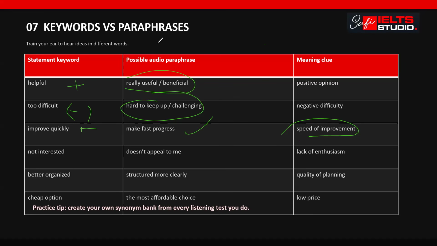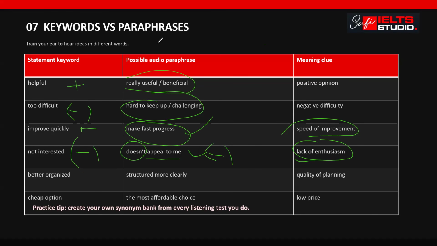So improve quickly, you will hear audio clear, you can paraphrase, make fast progress. And not interested. So now it's what? It's negative. Not interested. And what clear clue do you get out of this? So if not interested, lack of enthusiasm. So they may talk about doesn't appeal to me. Doesn't appeal to me. So this is negative. Again, this is negative.